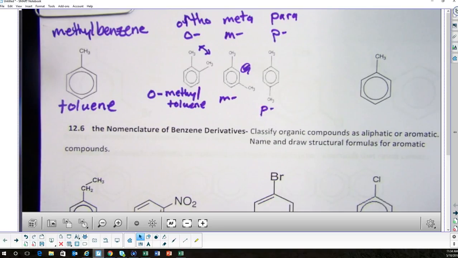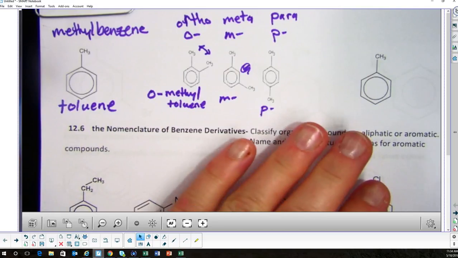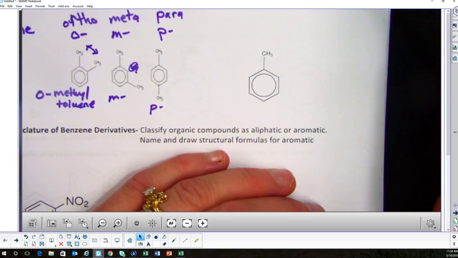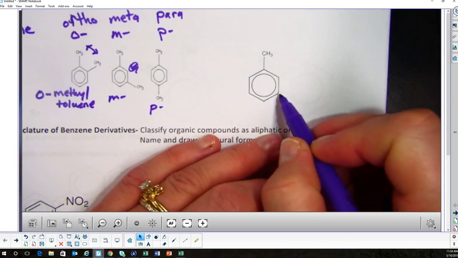Okay, it only works with benzenes, and only when you have two things coming off. If you have three or more, it does not work. Okay, so let's look at this one over here. I'm going to draw you one, and I want you to name it.